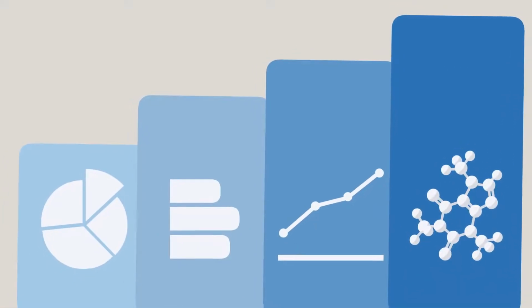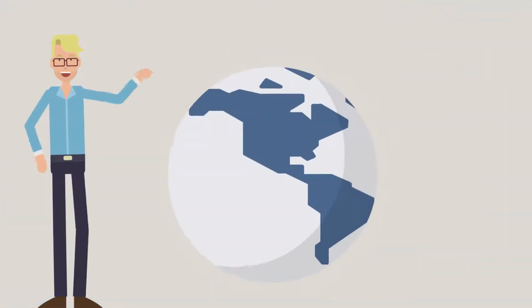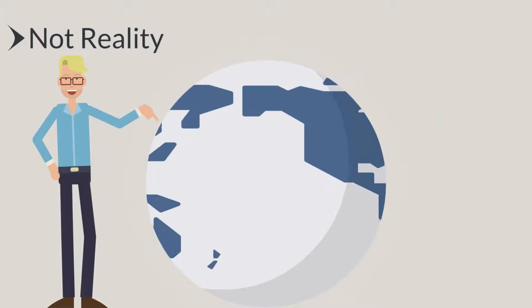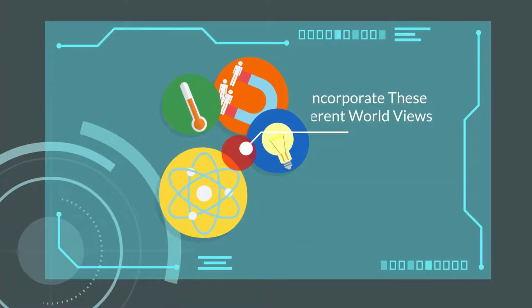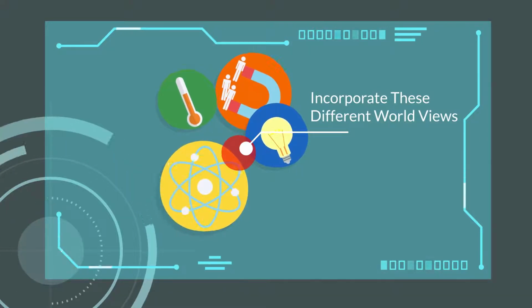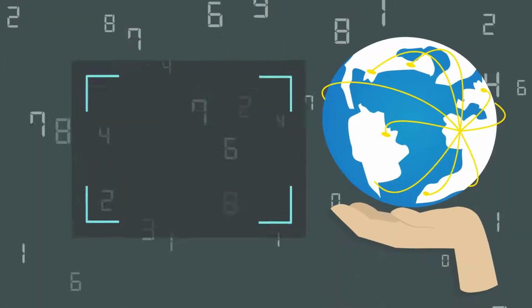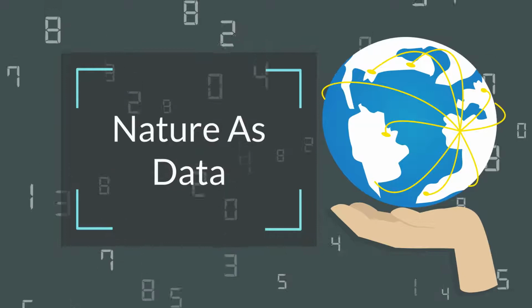The four different kinds of measurement technologies reflect different kinds of understandings of the world, or worldviews, not reality. To be technologically sane would be to incorporate these different worldviews. To be technologically insane would be to identify nature as data.